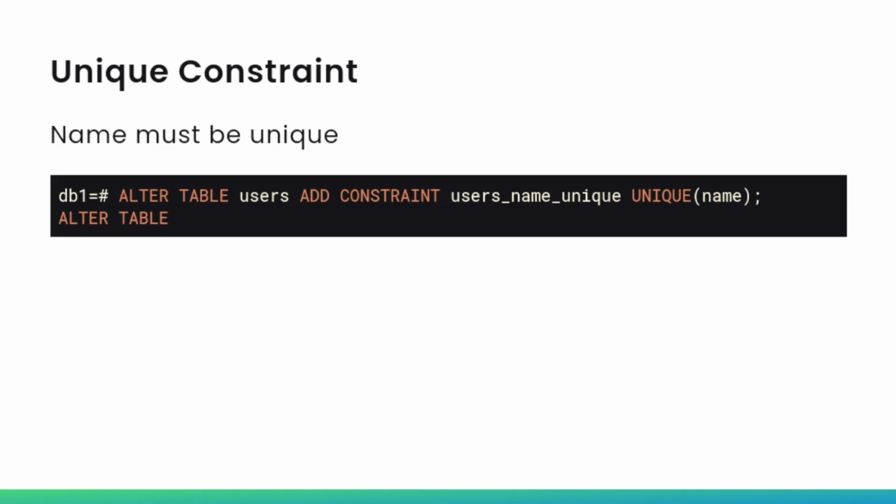So for the sake of discussion, let's say that we want to add a constraint called users name unique to make sure that the name is unique. So we do alter table users, add constraint, users name unique. I'm using very descriptive names here because these names show up in errors. And then I say unique name. So name is supposed to be unique.